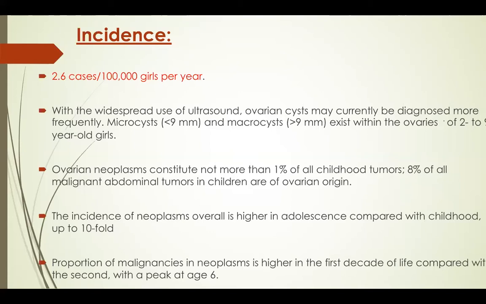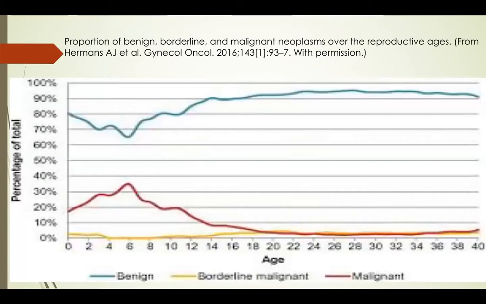The incidence of neoplasm overall is higher in adolescents compared with childhood, up to 10-fold. But the type of neoplasm is sometimes more malignant in childhood. The proportion of malignancies among neoplasms is higher in the first decade of life compared with the second, with a peak at age 6. So overall, neoplasms, benign and malignant, are higher in adolescence, but malignancies are higher in childhood, especially peaking at 6 years old.